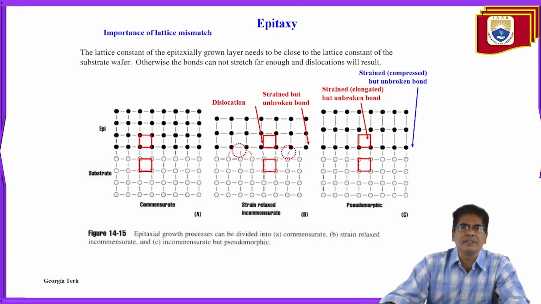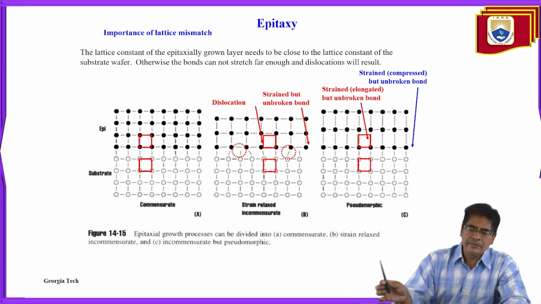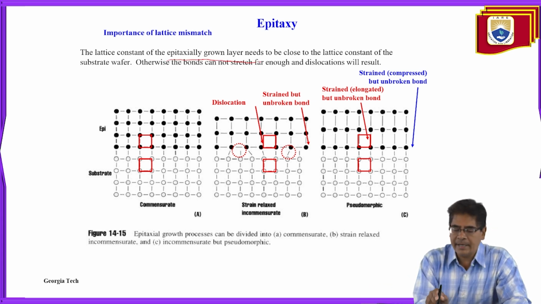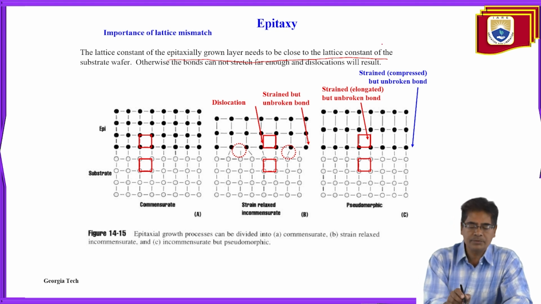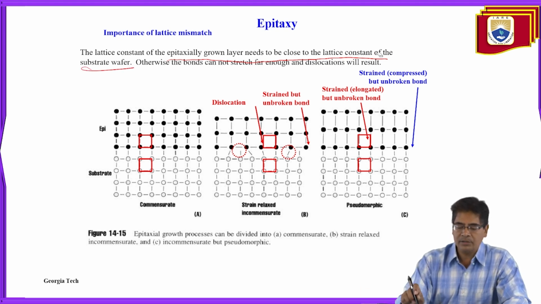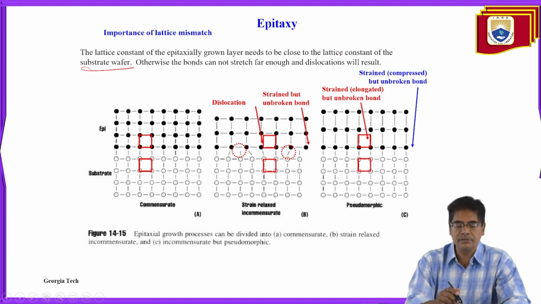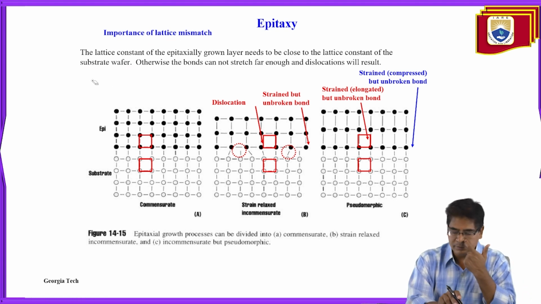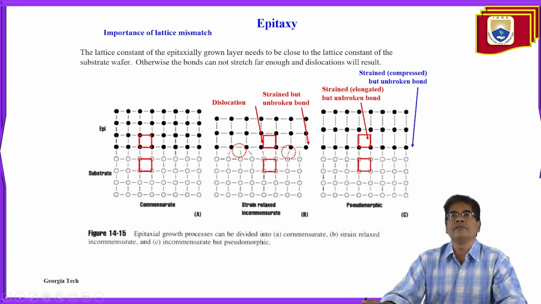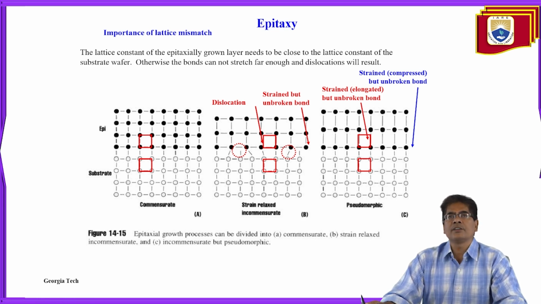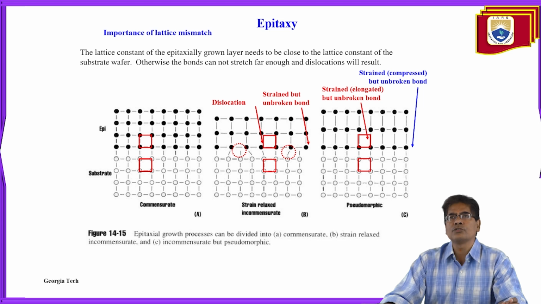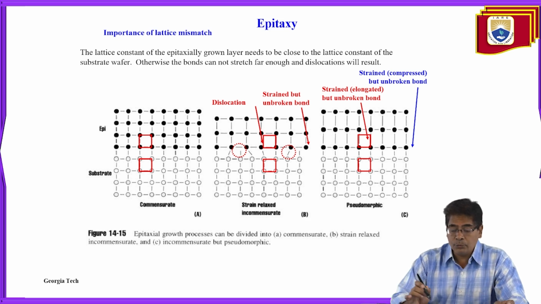If you look at epitaxy, the importance of lattice mismatch is that the lattice constant of the epitaxially grown layer needs to be close to the lattice constant of the substrate wafer. Otherwise, the bonds cannot stretch far enough and dislocation will result. So this is the commensurate structure. This is the epitaxy, and this is the substrate. And this is the dislocation.